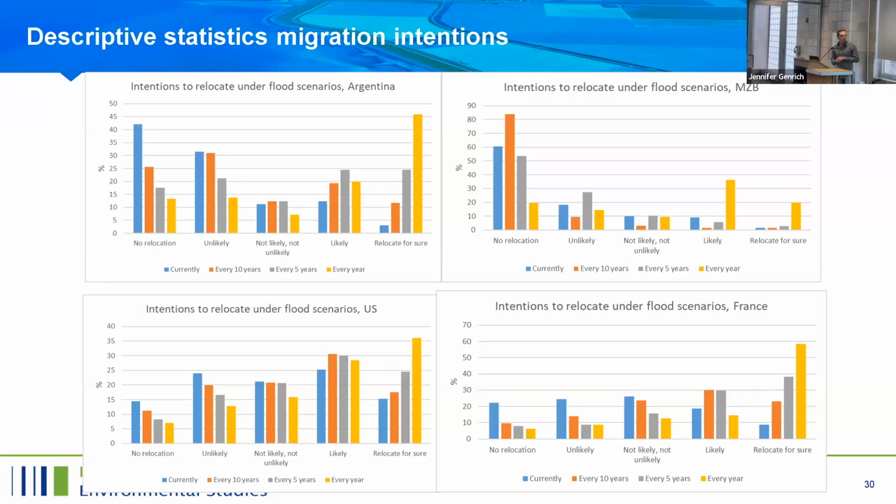And I have 2 things to point out here. So first of all, what we see is that migration intentions are much higher in developed countries than in developing countries. A reason for that could be that people have more resources to migrate in developed countries, but also because maybe there is less of a sense of place in developed countries than in developing countries, where people often rely on their livelihoods in their specific location. And second of all, we see that always under increased flood risk, migration intentions also do increase. So people do foresee that it could influence their behavior.